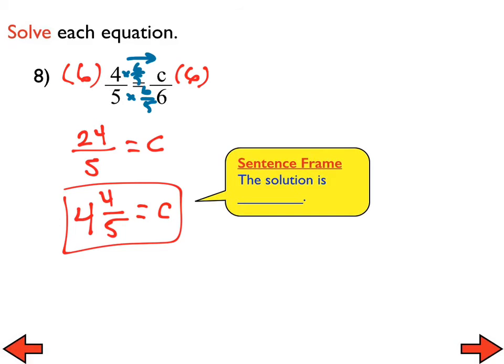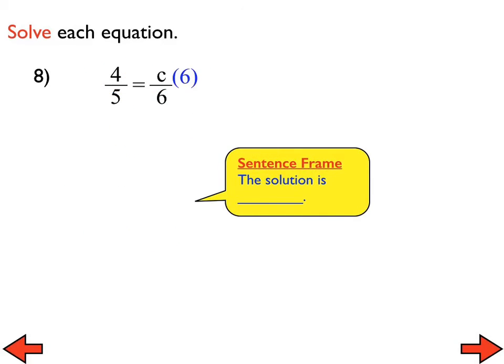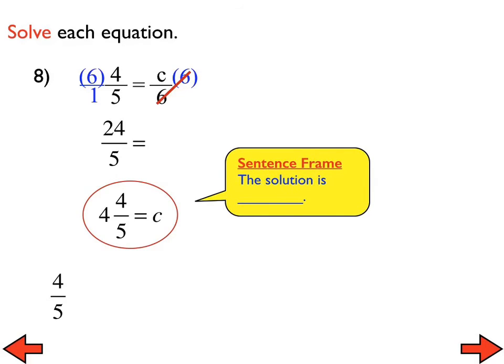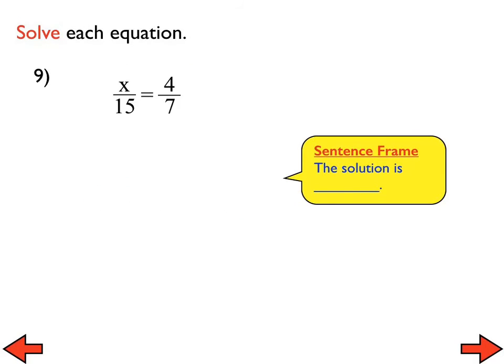If you use multipliers, go back to using blue here. This cancels out. That gives me 6. So this is also 24/5, which is still 4 4/5. Good. Very nice. Number 9. Who used multipliers?